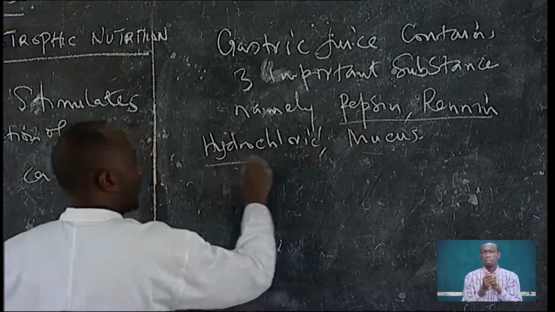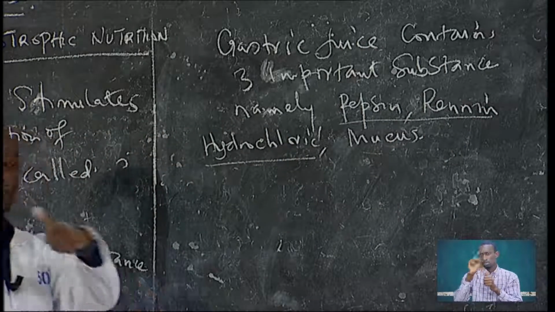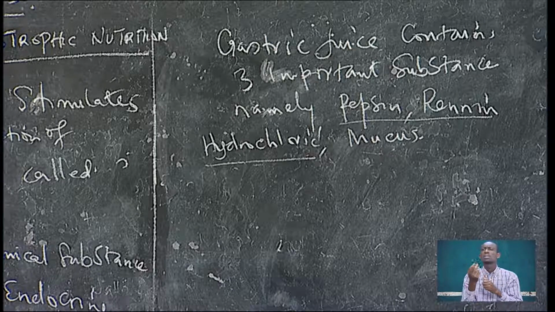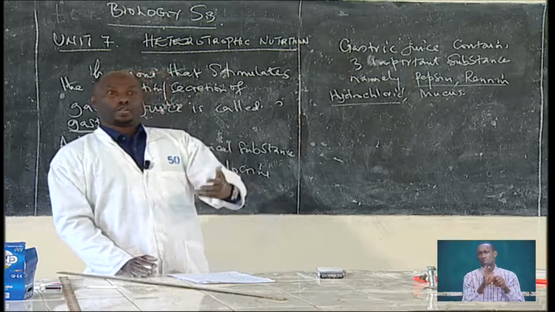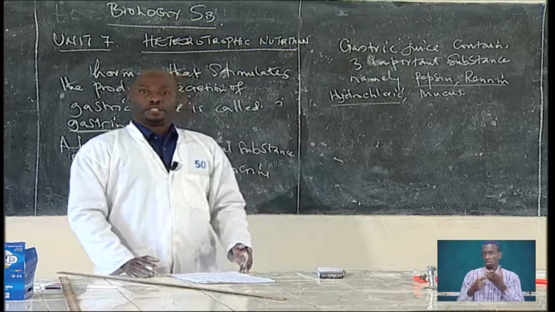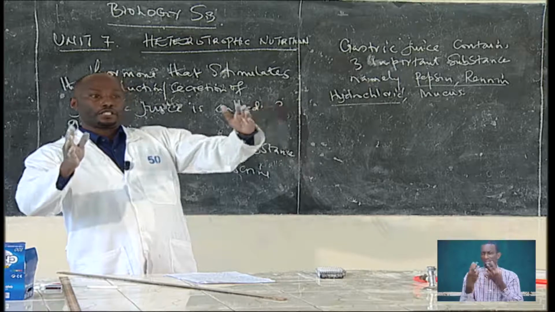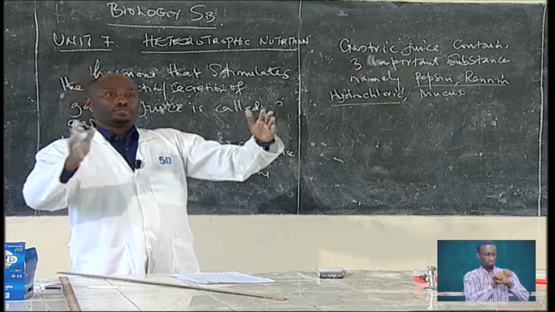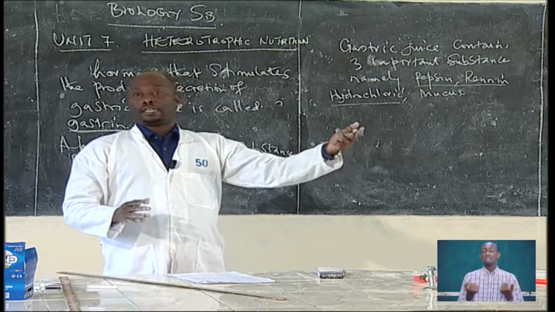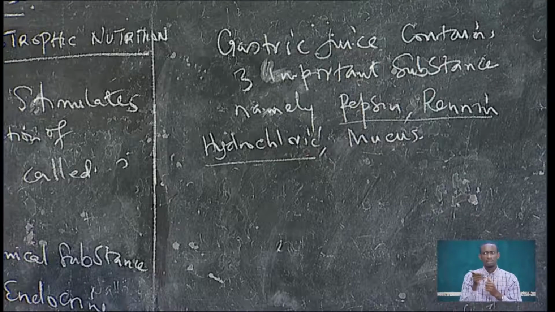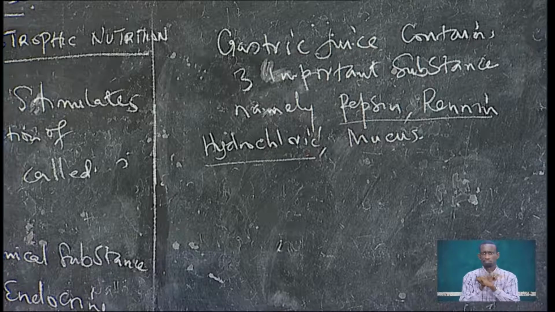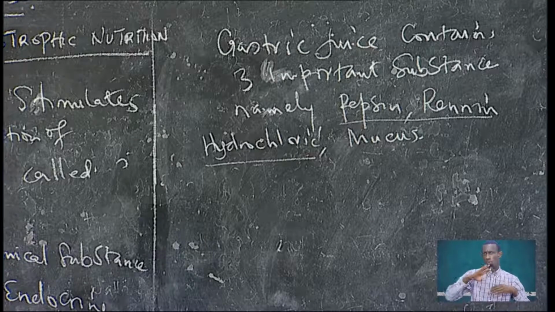We have hydrochloric acid. We're going to mention a number of its functions, and we're going to see how hydrochloric acid plays a role in defending the body. Hydrochloric acid can act as a line of defense, protecting the body from bacteria or any microorganism. So let's talk about the pepsin.